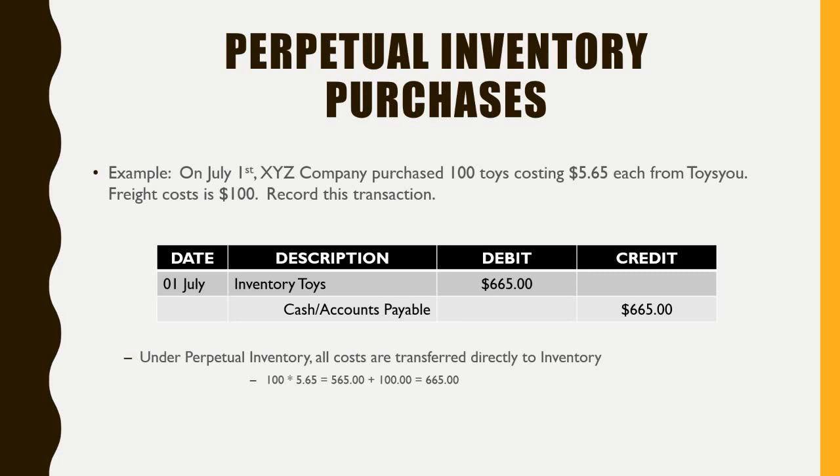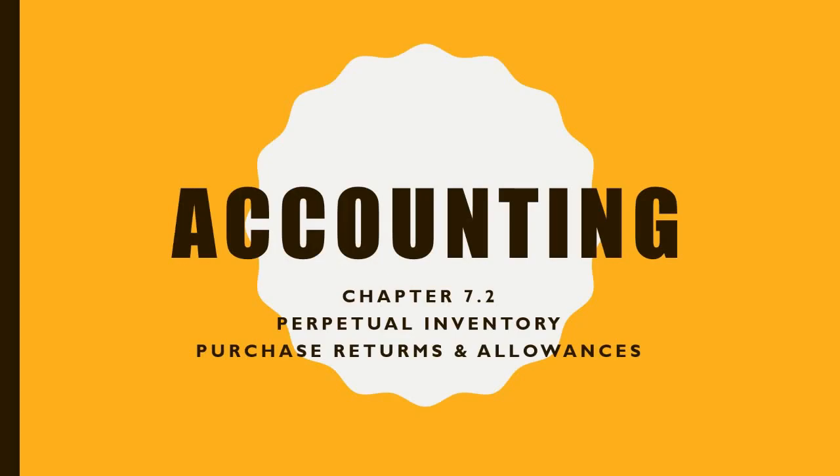Any questions on how to do perpetual inventory purchases? Kind of looks easier. Yes. My mentality is to teach the harder stuff first, and then the easy stuff comes last. So that is it for chapter 7.1.